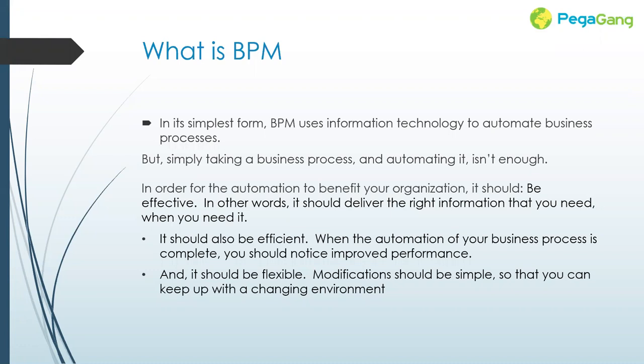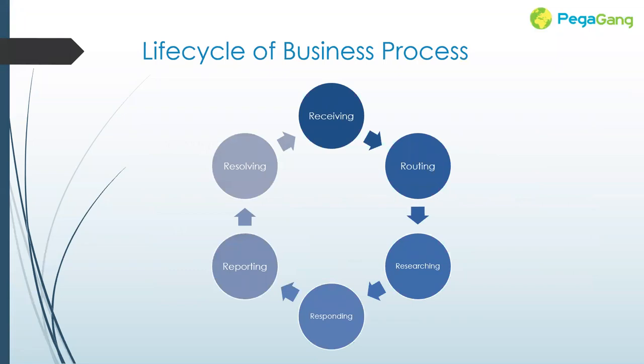So what Pega does with BPM is, Pega automates business process management in a very simple way, in an efficient way, and in a more flexible way. Before we see how it is implemented, let us first understand the business process, because this is more important before we test the Pega concepts.